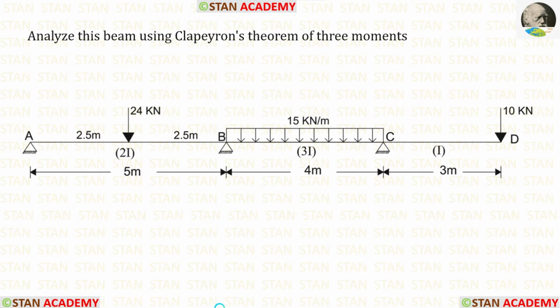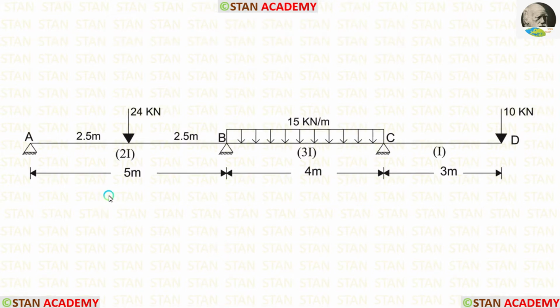Today we are going to analyze this beam using Clapeyron's theorem of three moments. Before analyzing, let us see the beam one time. In this beam, there are two spans, span AB and span BC. Also, there is an overhanging span CD.